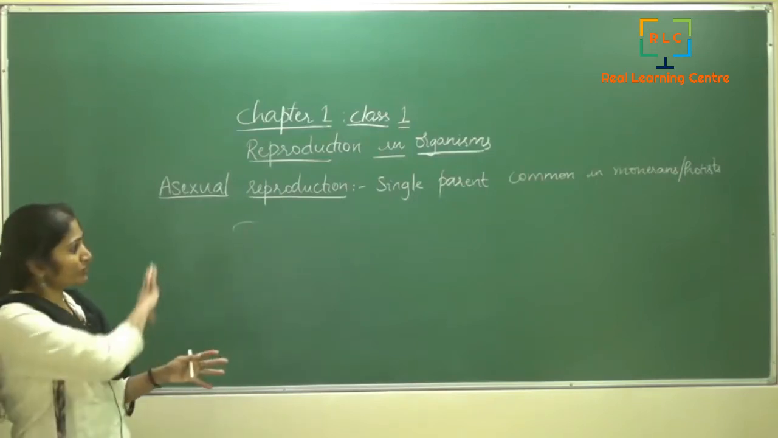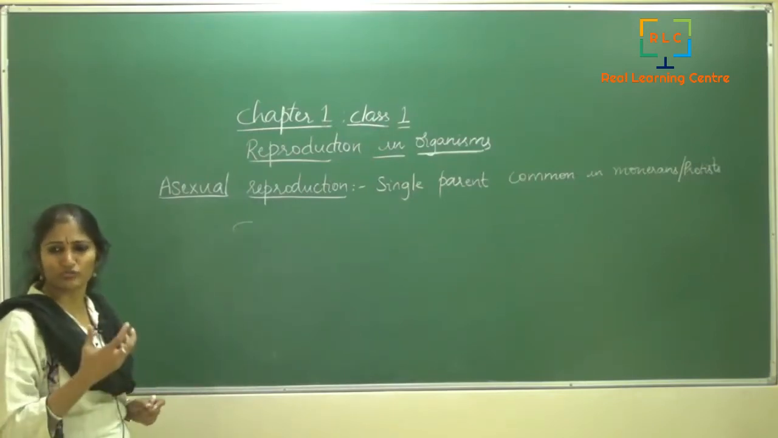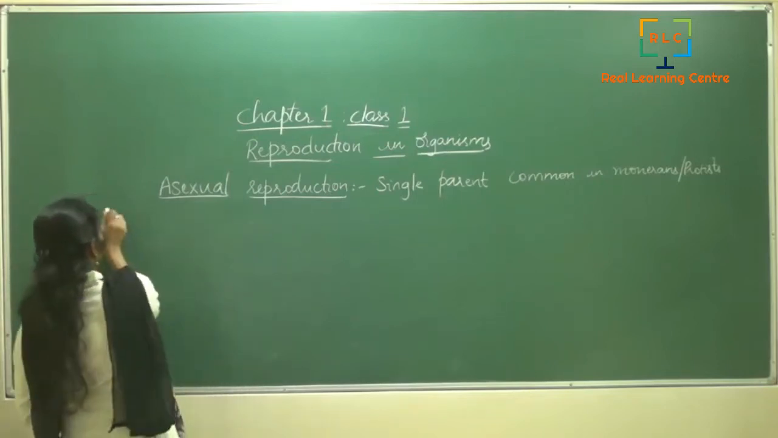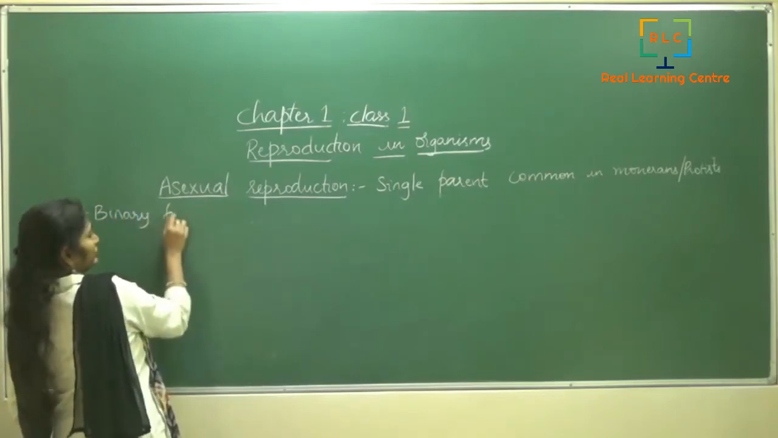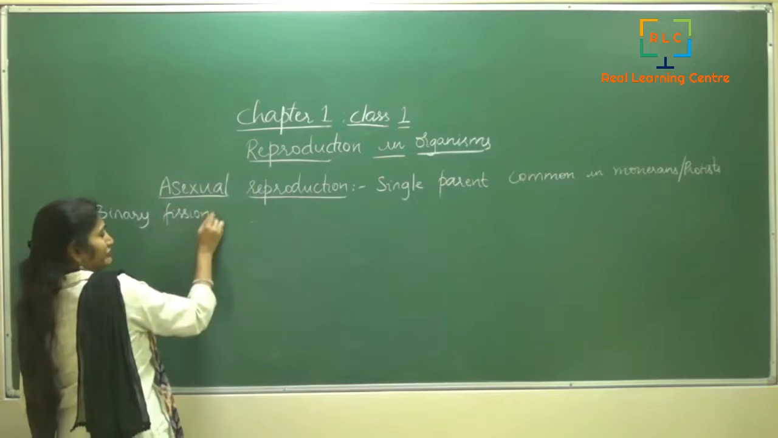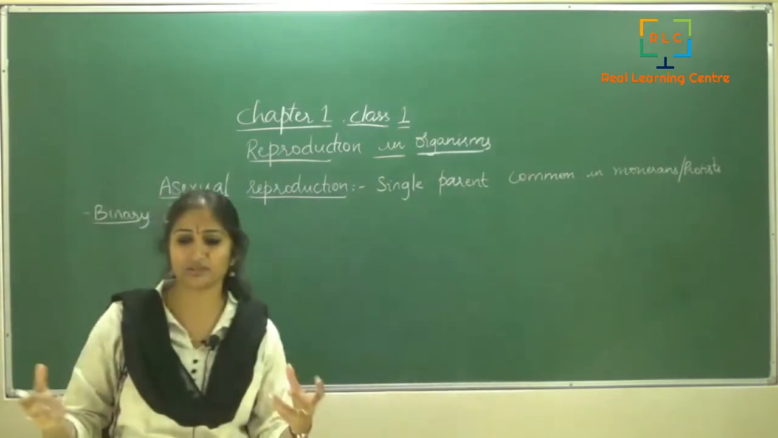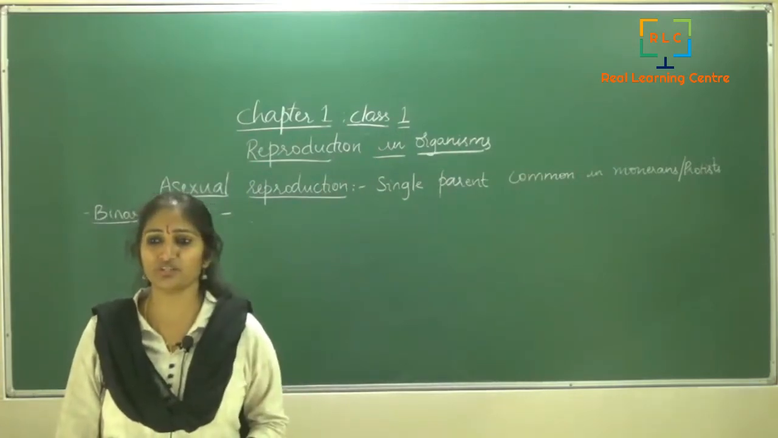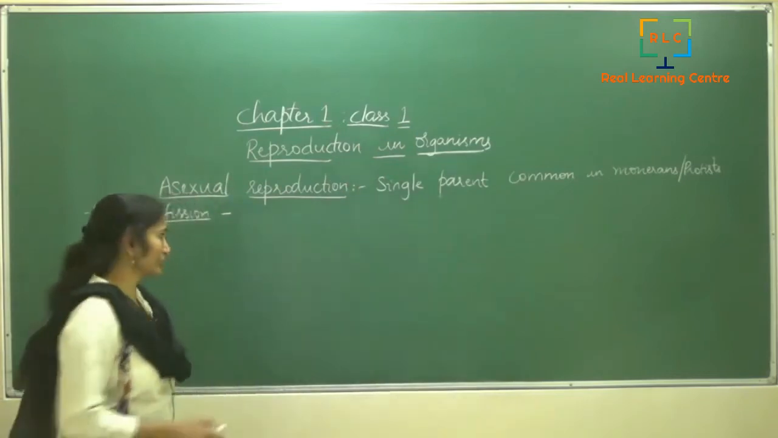Now, when we are talking about this kind of cell division, we should know about one of the most important types of asexual reproduction, which is called binary fission. Binary means two, fission is breaking. So one single organism would just break into two. Such a kind of cell division is what we call binary fission. For example, I would like to take amoeba.